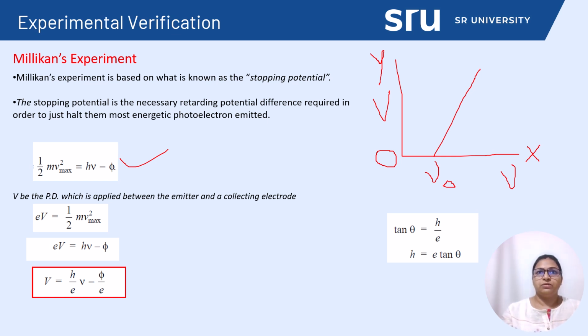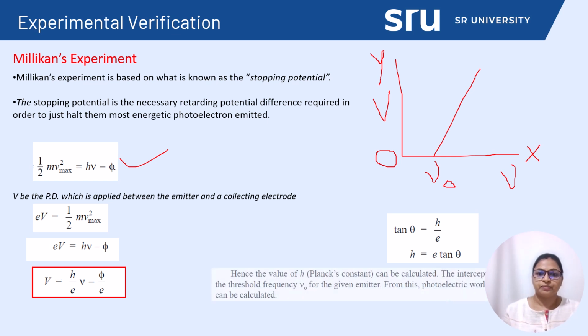So if we know this, we can get from here that phi is equal to Planck's constant h times nu naught.